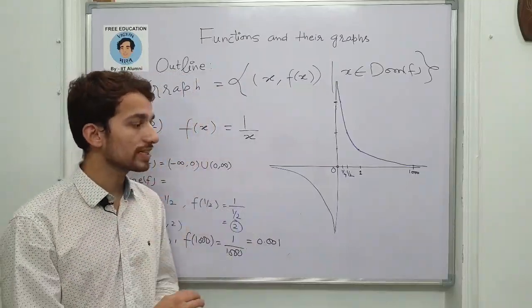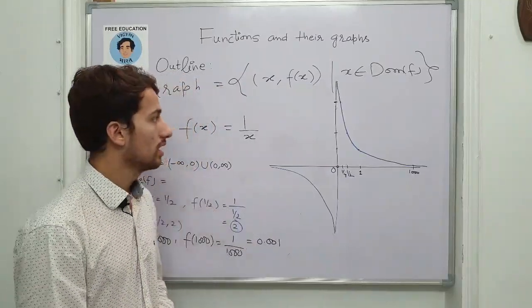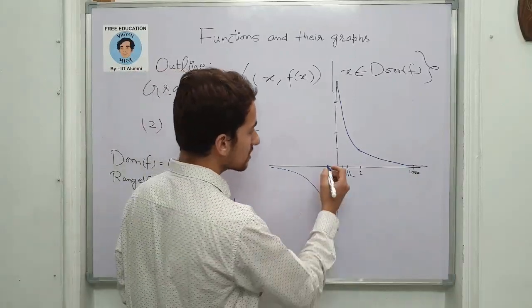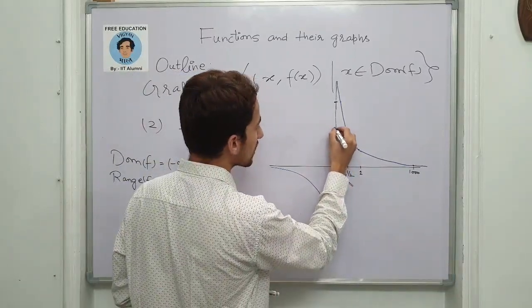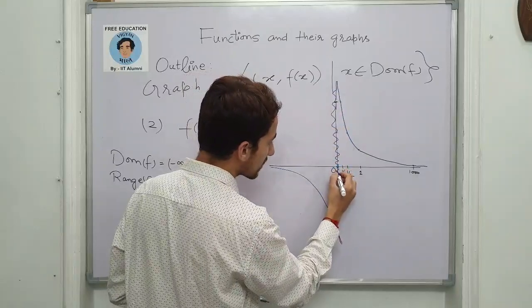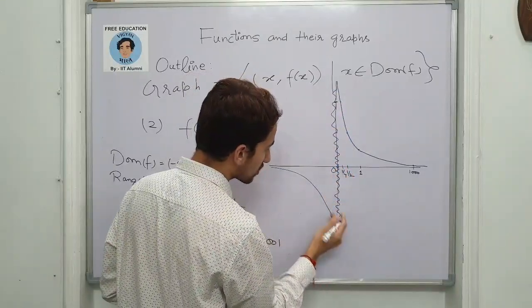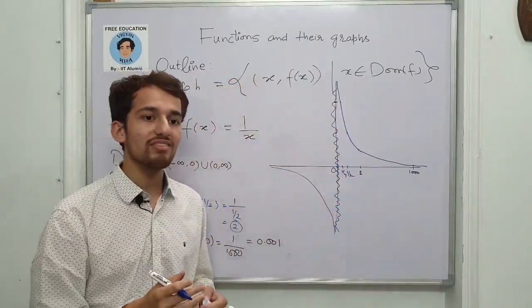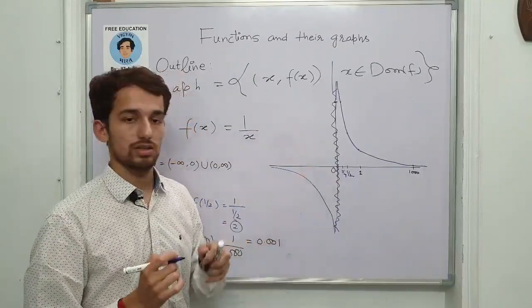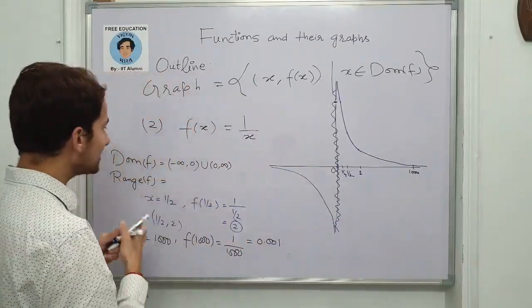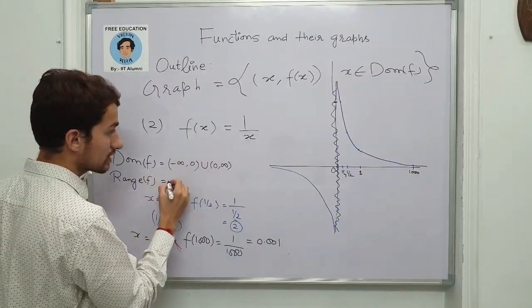I ask you to pause the video and try to think it through yourself. From here, if you see, it is taking all the positive values as its range. From here, it is taking all the negative values because the y values are varying. So the only value it's not taking is 0. So again, the range is the same in this case. What is the range?